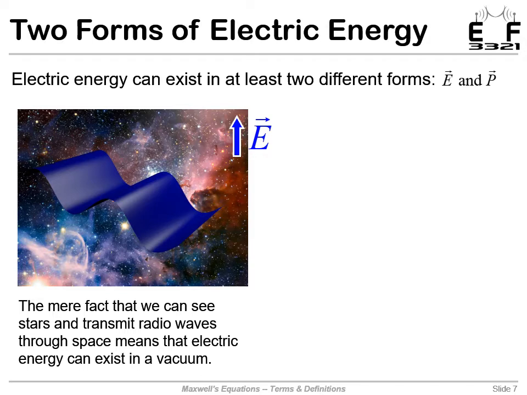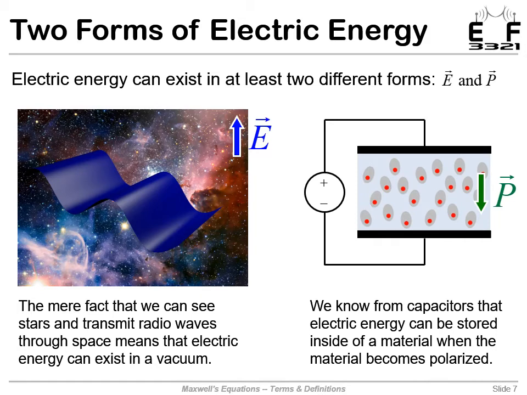We know that radio waves travel through outer space, and we also know that waves are composed of electric and magnetic fields. So clearly there is some form of electric energy that can exist in the vacuum of space. Let's call this the electric field intensity E.